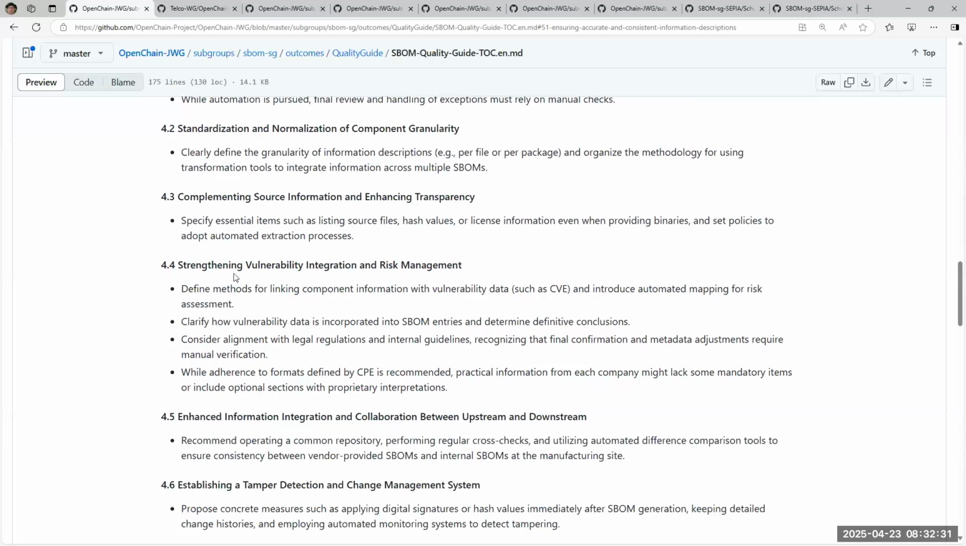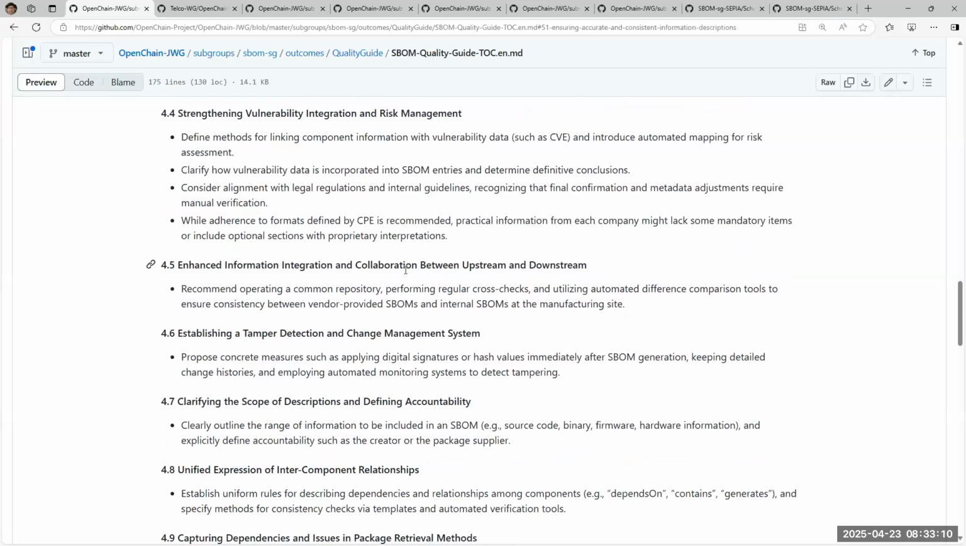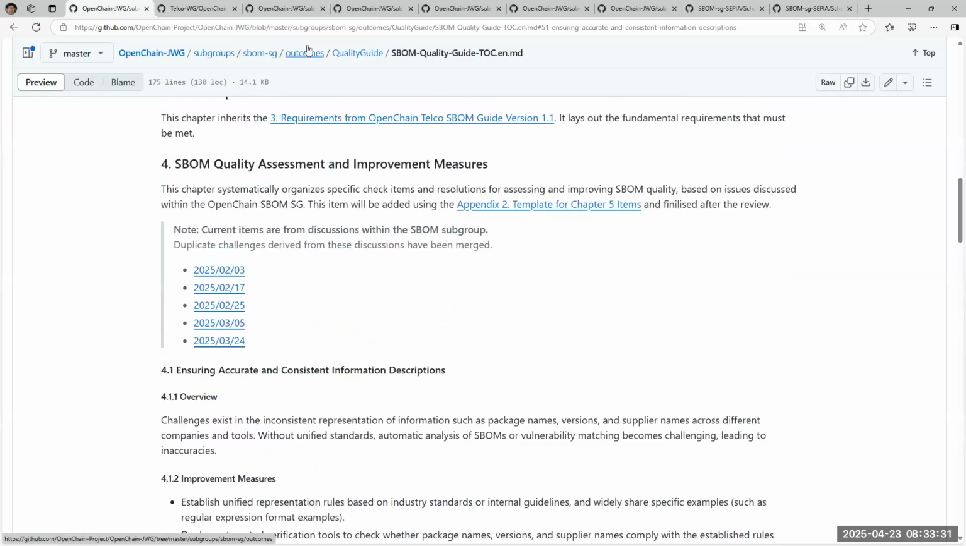And the fourth one is strengthening vulnerability integration and risk management. This is somewhat related to the specs. Define methods for linking component information with vulnerability data, such as CVE, and introduce automated mapping for risk assessment. And clarify how vulnerability data is incorporated into SBOM entries and determine definitive conclusions. What is this? Sorry, I also forgot this item, but we definitely discussed it in the past. Okay, it's not important, so please check these items later if you are interested. If you would like to know more details, I already linked this document, so please check it later.